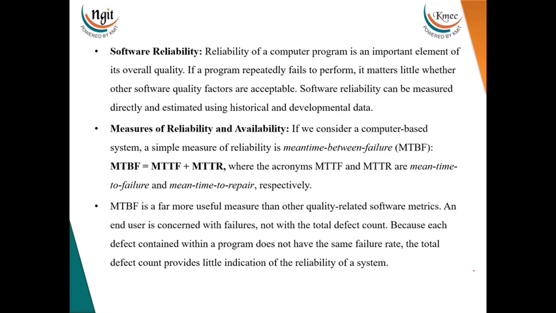Then software reliability. So what does software reliability mean? It is how consistently the software performs without failure. Let us see the definition here. Reliability of a computer program is an important element of its overall quality. If a program repeatedly fails to perform, it matters little whether other software quality factors are acceptable. Software reliability can be measured directly and estimated using historical and developmental data.